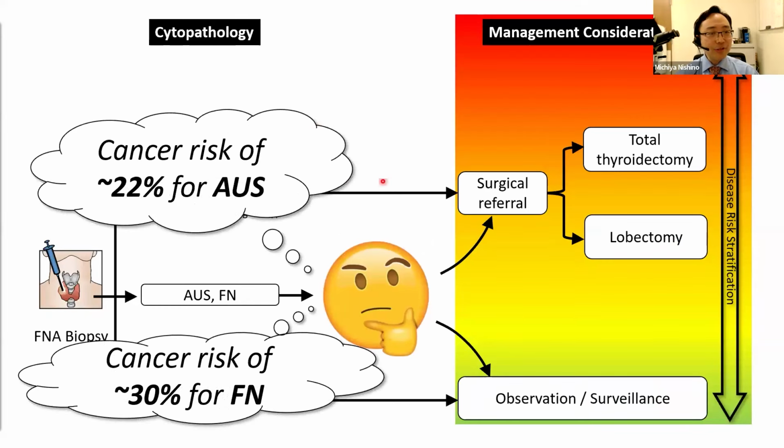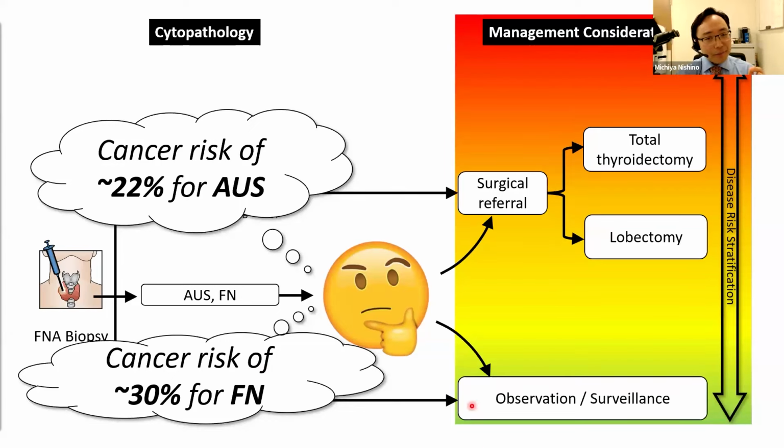And at cancer risks of about 22% for the AUS category, and about 30% for the follicular neoplasm category, these cancer risks are generally considered too high to send all patients towards a watchful waiting approach, at least here in the United States. And there are global differences, as we'll touch on at the end of this session.